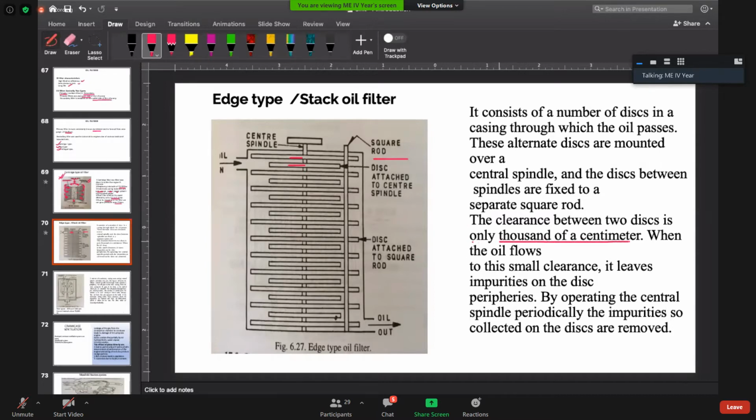The clearance between the two discs is thousandths of a centimeter. Now you can see thousandths of a centimeter means 10 raised to the power minus 3 centimeter, which is in microns, the distance between two discs. When the oil flows through this small clearance, it leaves the impurities on the disc peripheries. By operating the central spindle periodically, the impurities so collected on the discs are removed. So this is the working of your stack oil filter. One more oil filter is there. I would like to explain it first, and then I'll give you time to draw the figure.